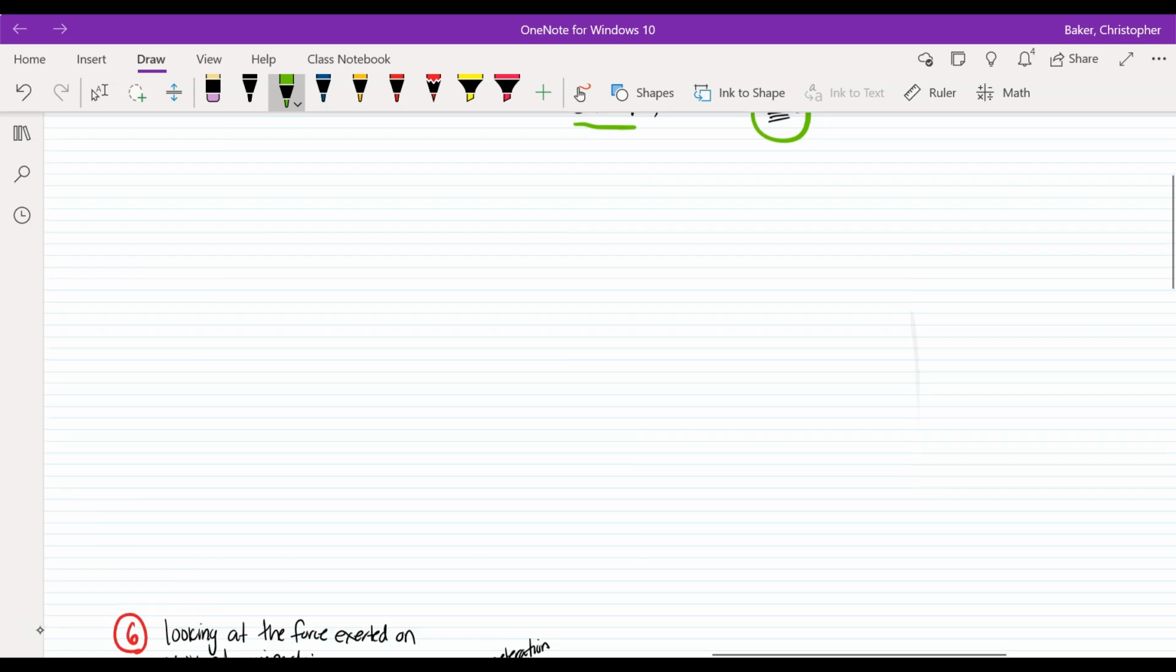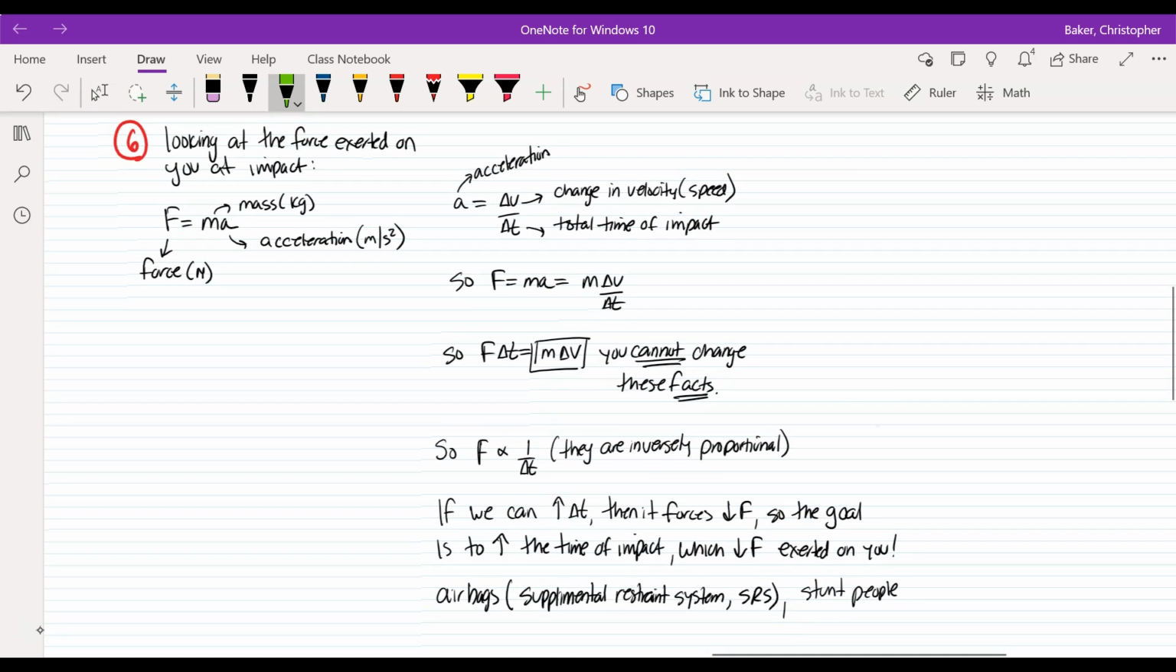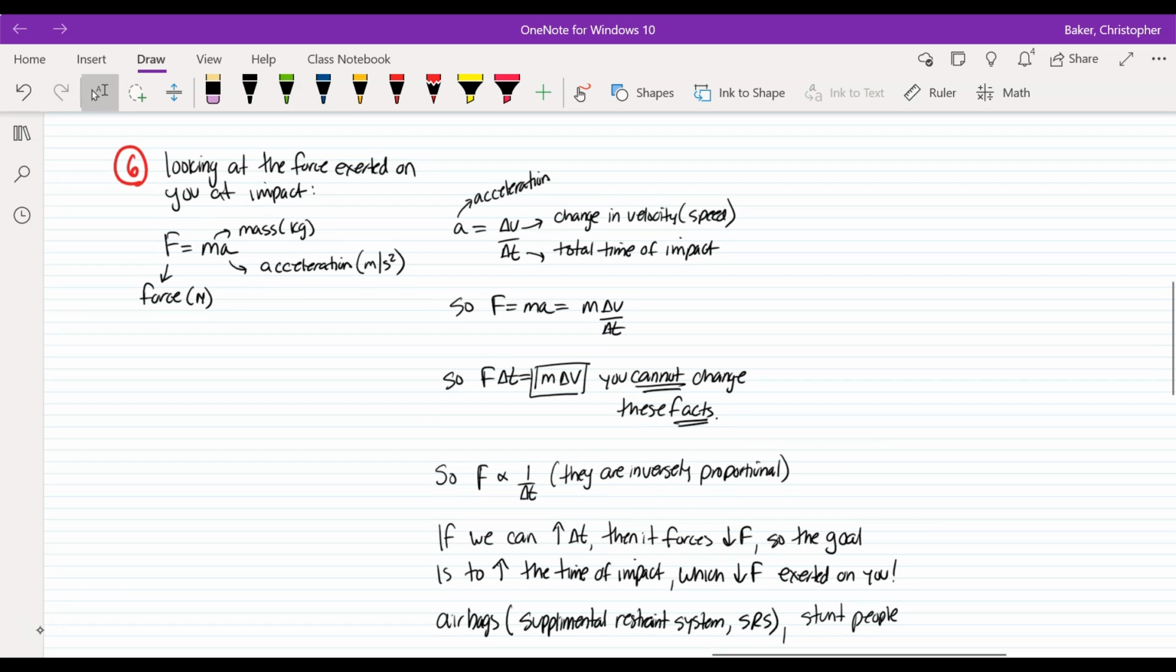So let's take a look at the forces involved. The forces exerted on you at impact, you can calculate that by F equals ma. F is force measured in newtons, m is your mass in kilograms, and a is acceleration in meters per second squared. Now acceleration in this case is not gravity. Acceleration is how quickly you are slowing down or speeding up. In this case, when you crash, it's going to be slowing down because your final velocity, your final speed, is going to be 0.